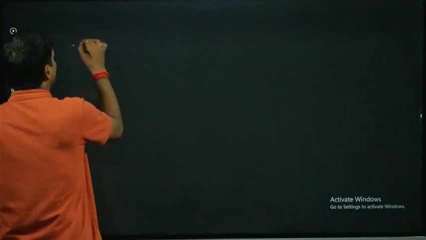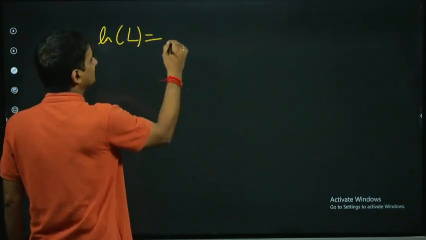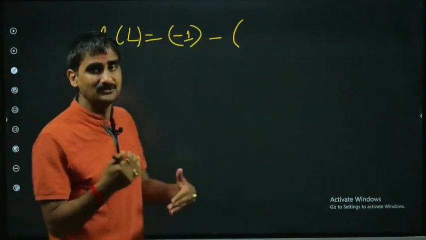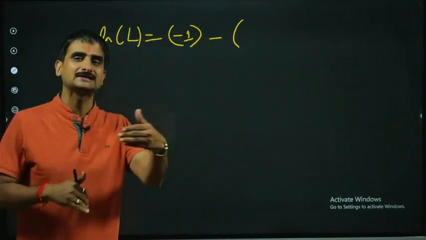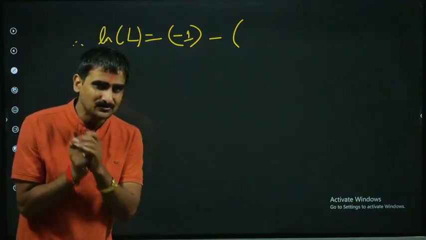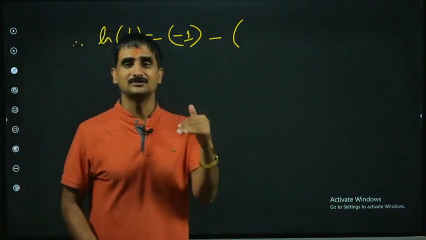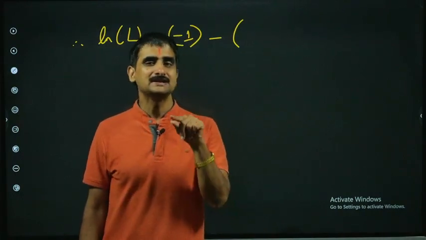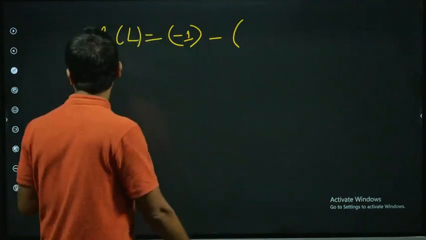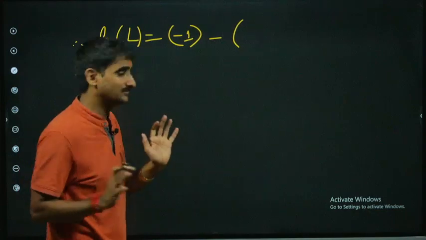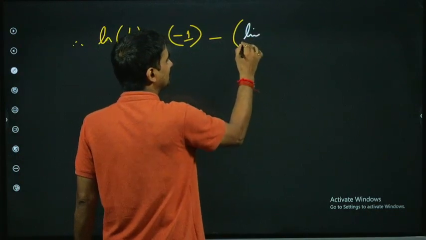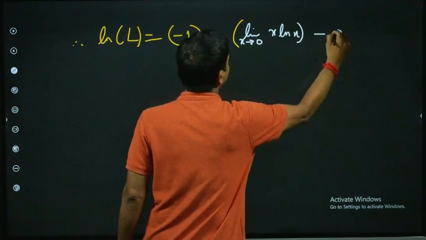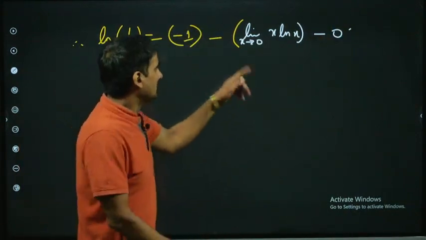So therefore ln of L is, so it's minus 1. Now when we put x as 0, we get 0 into ln 0. First of all ln 0 is not defined, so as x approaches 0, what do we have? 0 into ln 0, but as x approaches 0 from the right side, the positive side, ln x approaches minus infinity, so that's an indeterminate form. So can we write the answer directly? My answer is no. So let's put the limit here. I'm saying x approaches 0 of x ln x, and then it's minus 0, of course, so minus of minus 0.